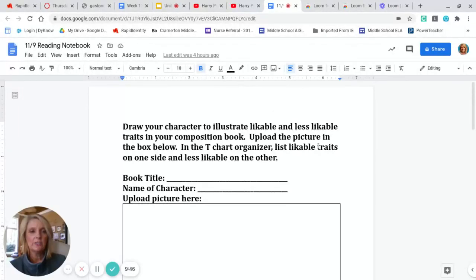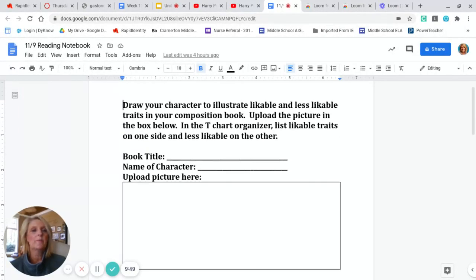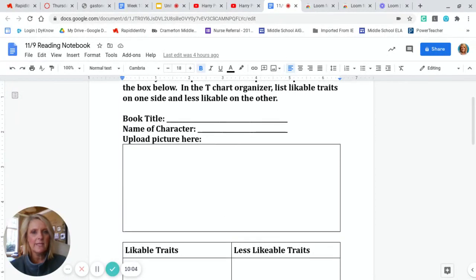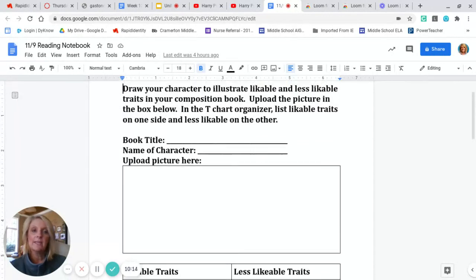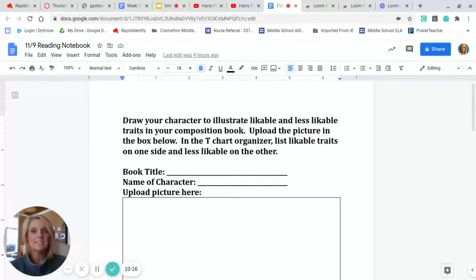Let's take a look at your page here. So this is your actual notebook page, and it says draw your character to illustrate likable and less likable traits in your composition notebook. Then you're going to upload the picture in this box right here. You're going to write the title of the book you're reading and the name of your character. Then you're going to upload the picture here. And here is where I want you to write the likable traits, list them here, and the less likable traits. Let's try to think of at least 3 or 4 likable and less likable traits. And then you're going to submit this assignment through Canvas. Let's see you do the work.